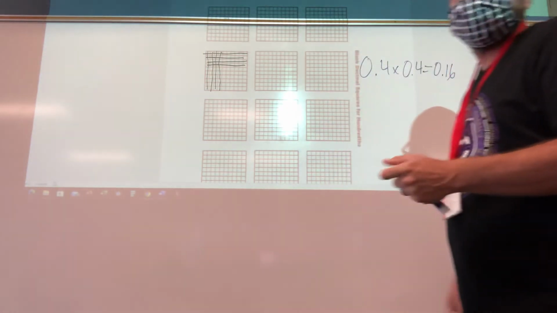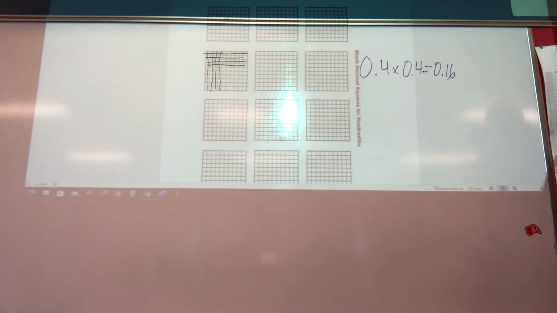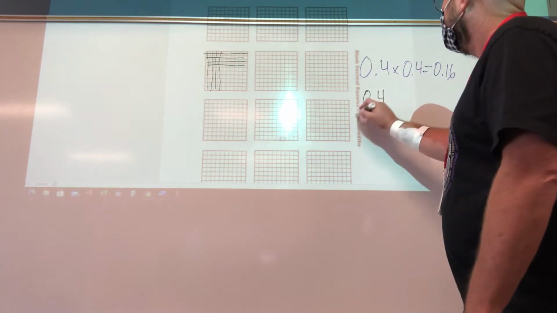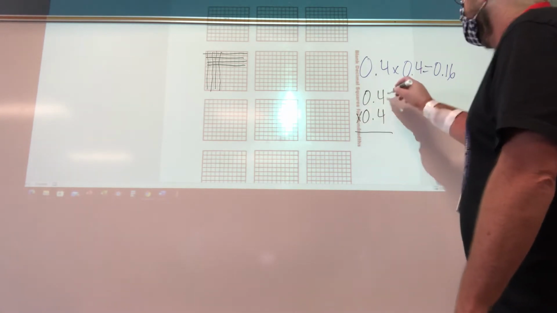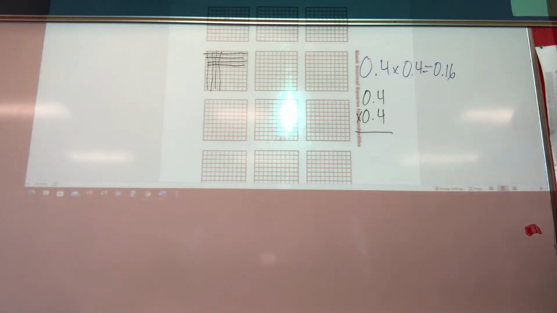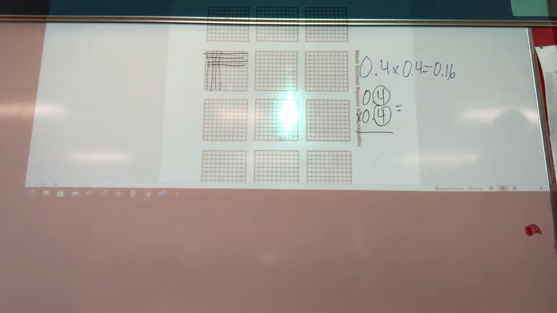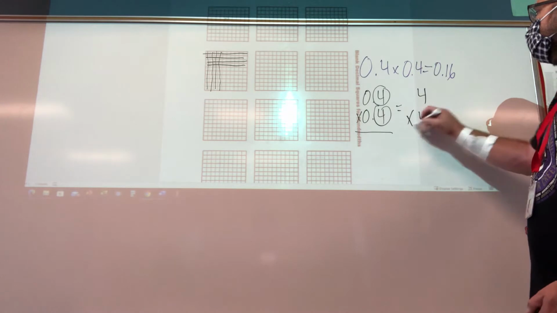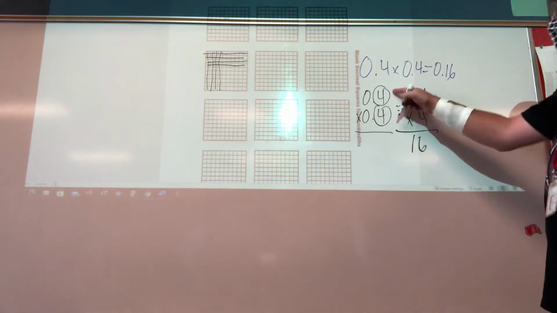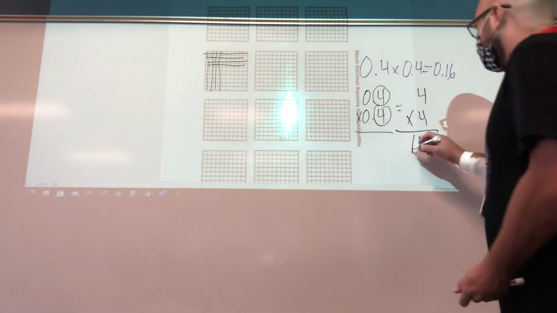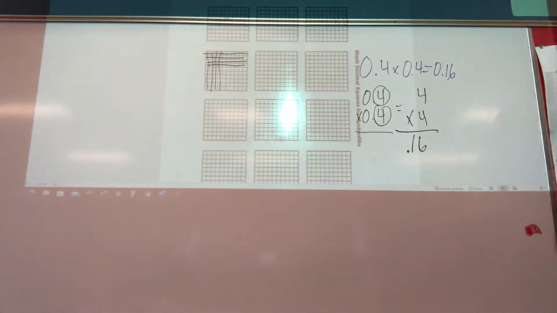Well, let's check it using the standard algorithm. Remember, I told you, when you're using the standard algorithm, you count how many numbers are behind the decimal point in the problem, and there are 2, that 4 and that 4. Then you rewrite it without the decimal. So we just end up with 4 times 4, which is 16. There are 2 numbers behind the decimal point in the problem, so there have to be 2 numbers behind the decimal point in the answer. Yay, we got it. So 16 hundredths, no matter how we did it.